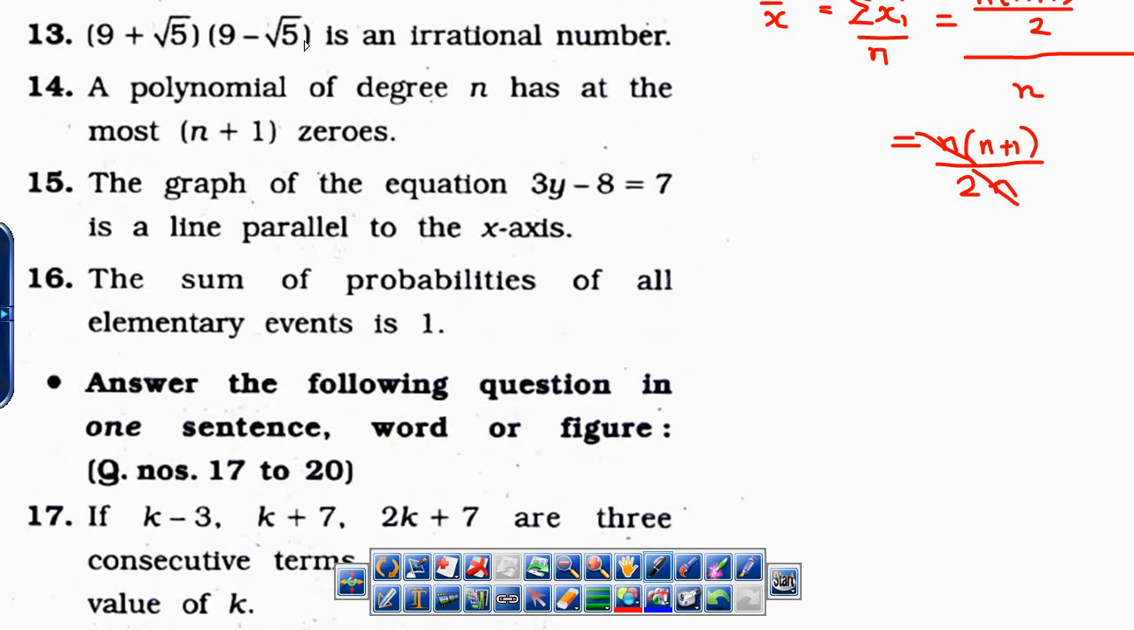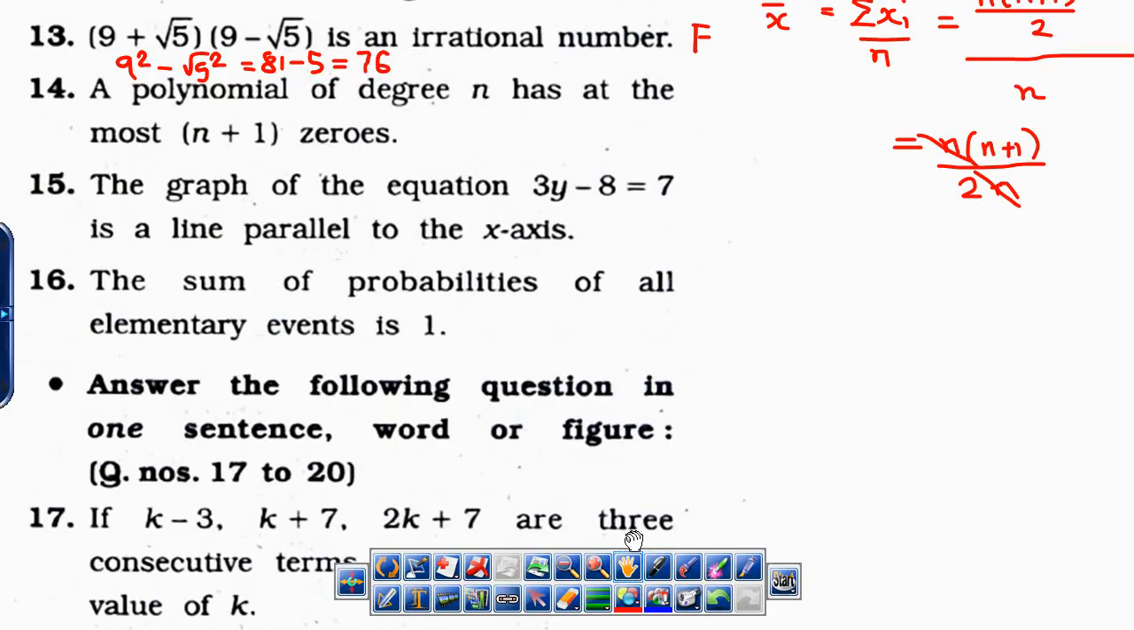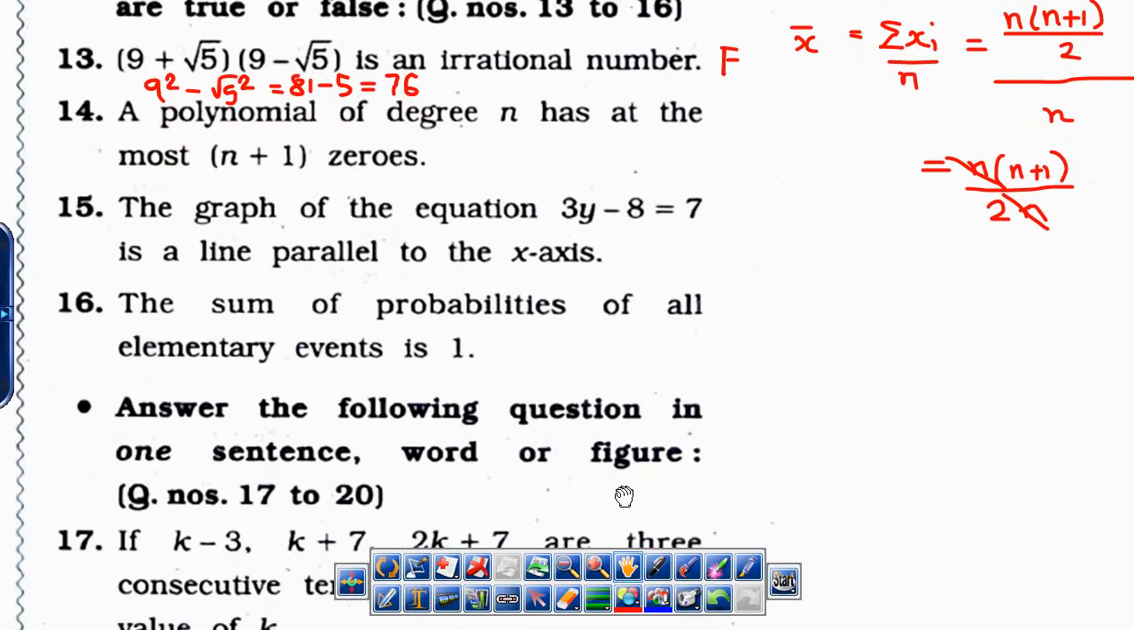The simplification of (9 plus root 5)(9 minus root 5) is 9 square minus root 5 square, which is equal to 81 minus 5, which is 76. And 76 is a rational number, therefore the answer is false. The question is: state whether they are true or false.